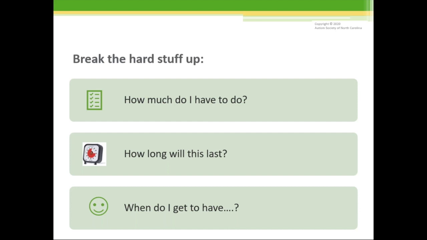And then, as you're breaking the hard activities up, whether that's online learning or chores or tasks or routines or activities that the individual doesn't particularly enjoy or that are more challenging for them, there are 3 key questions you want to make sure you're trying to answer for the individual with autism. The first question is, how much do I have to do? The second question is, how long will this last? When is this going to be over? And then, when do I get to have the things I love the most?